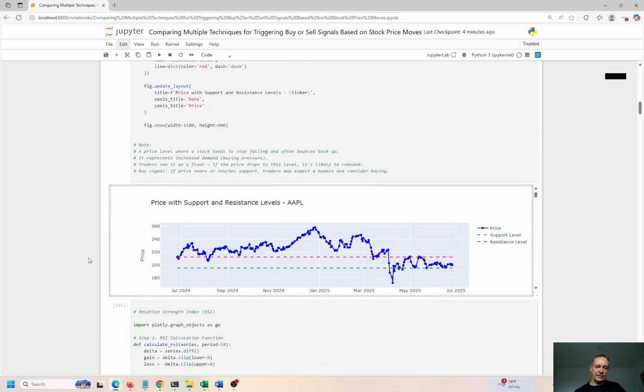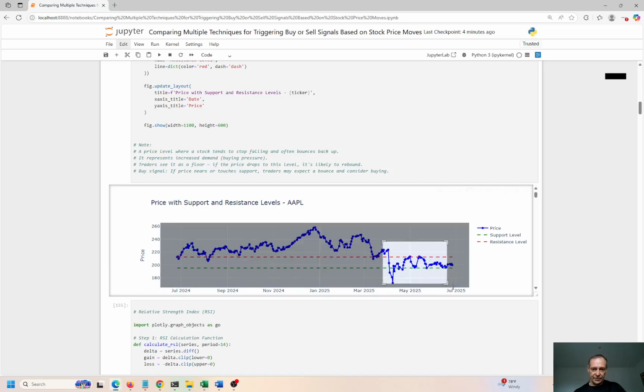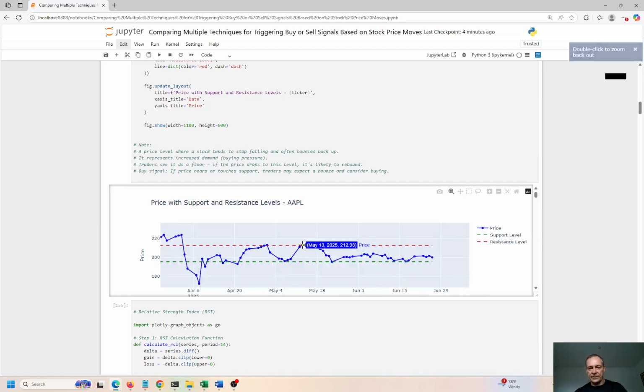So I just plotted these charts right here. The resistance level here is in red, the support level is in green, and here's the stock price for Apple. If I zoom in, these are all plotly charts, so it's very dynamic and interactive. If I zoom in, you can see all the details here.